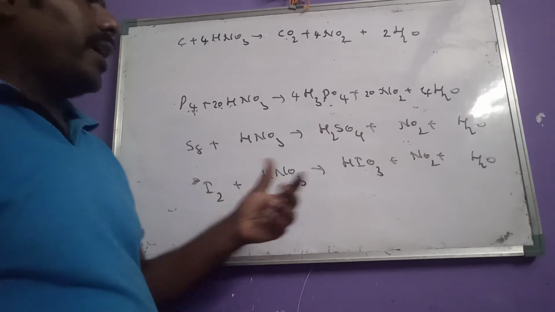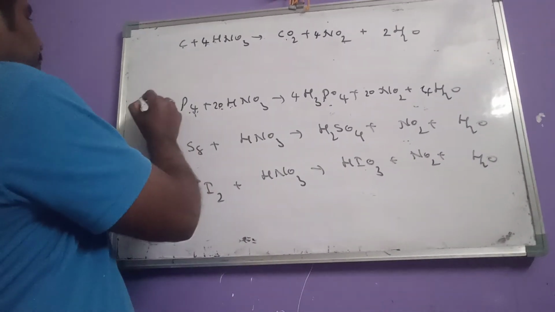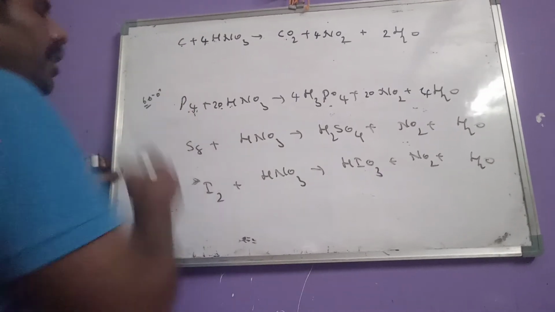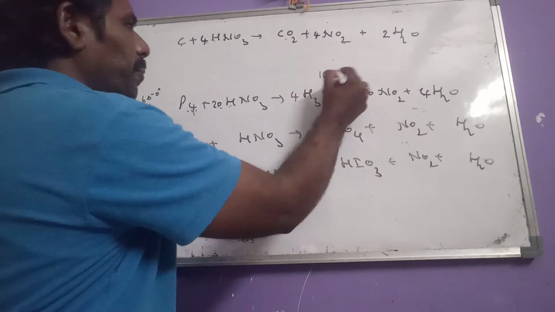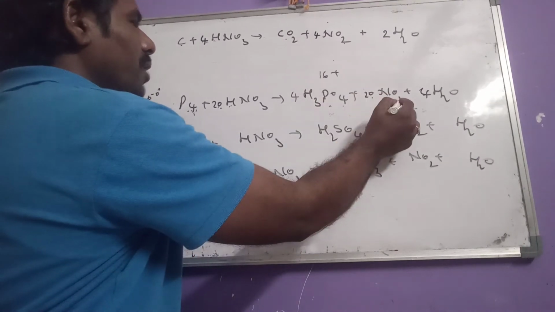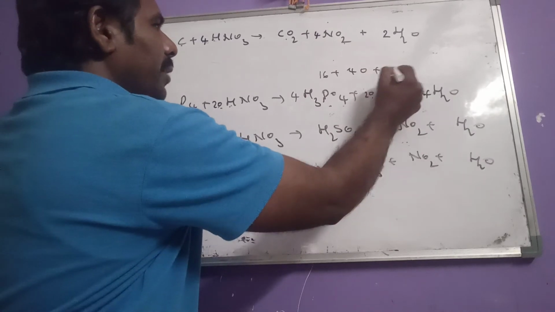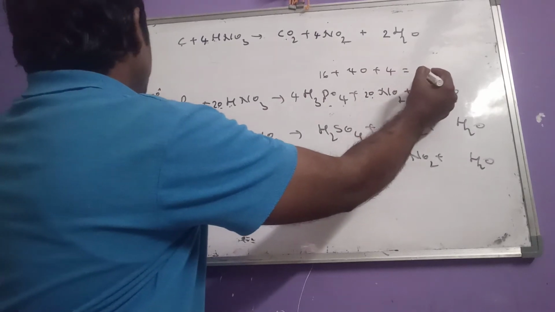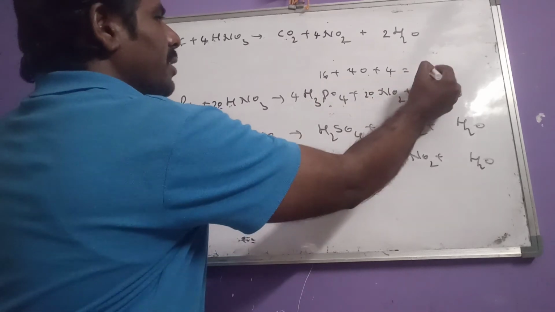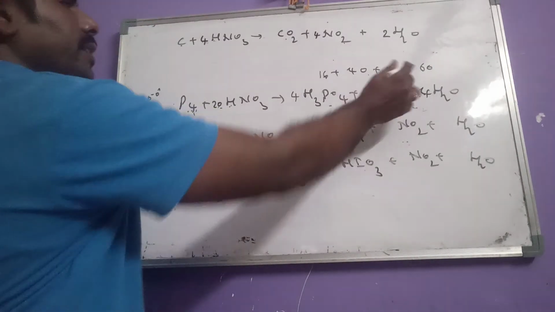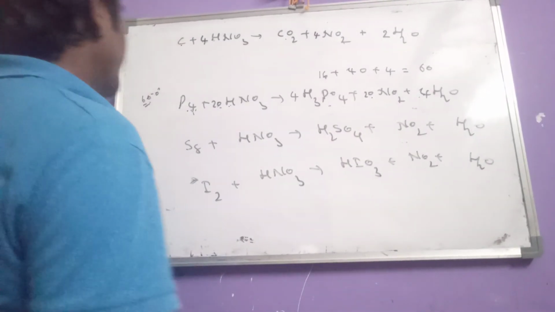Now let us try to balance oxygen atoms. 20 3s are 60. Here 60 oxygen atoms are present. Now count here, 4 4s are 16 plus 20 2s are 40 plus 4. That means how much we can get here? 40 plus 16, 56 plus 4, 60. So 60 oxygens balanced. Okay, no need to worry about balancing.